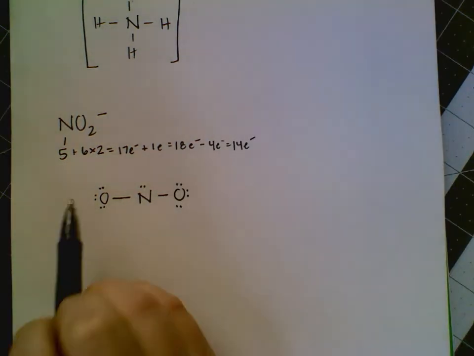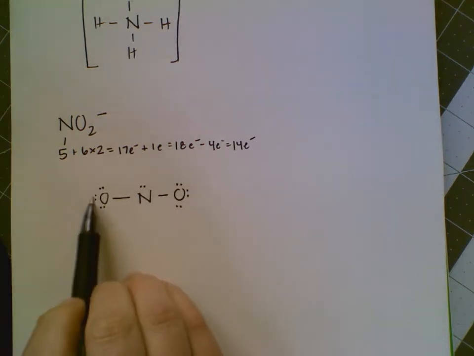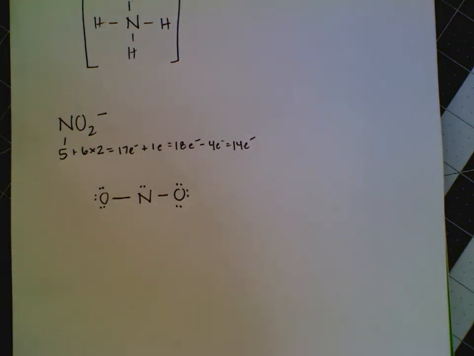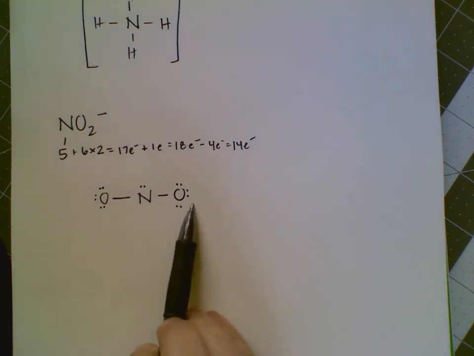Got to check the octet rule though. This O and this O are good for the octet rule. This nitrogen in the middle only has 6 electrons on it. So what does that mean? It means that we're going to have to put in a double bond somewhere. And it doesn't really matter which one you pick it from. It could be this oxygen or this oxygen.